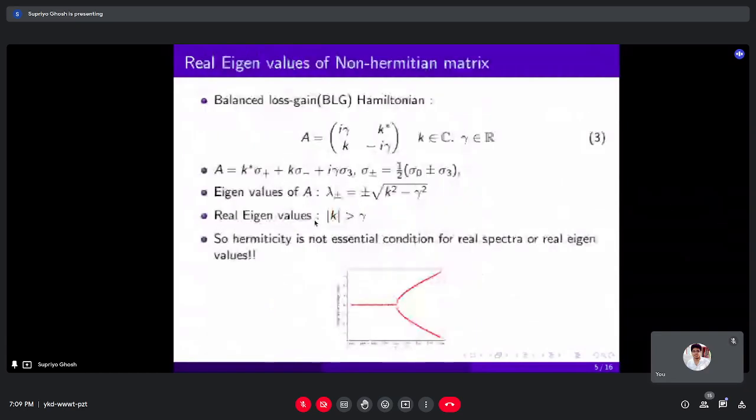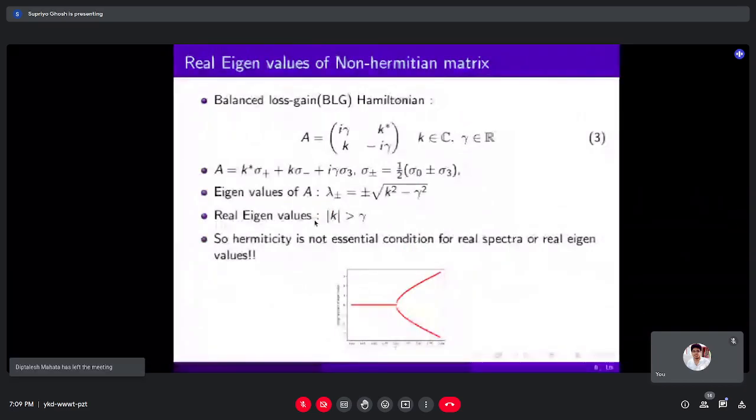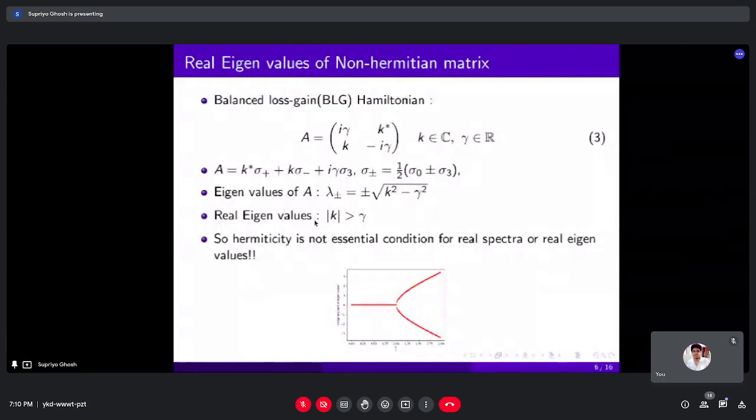And now we represent the Hamiltonian as A, because we want to differentiate it from the balanced loss-gain Hamiltonian and the Hermitian Hamiltonian. A is written in compact form in terms of the Pauli matrices sigma 1, sigma 2, sigma 3, and if we evaluate the eigenvalue, lambda plus minus is equal to plus minus the square root of mod k squared minus gamma squared. Clearly, it is seen that the eigenvalues are real when mod k is greater than gamma.